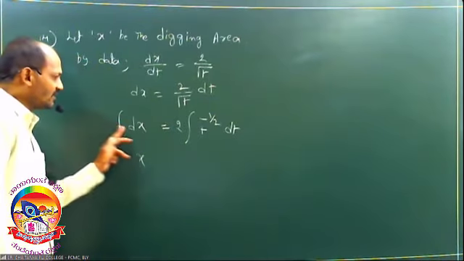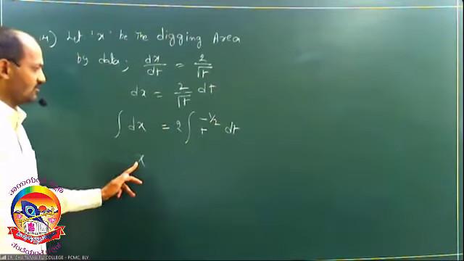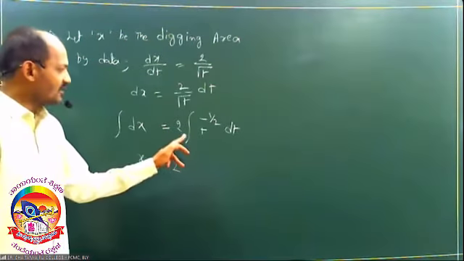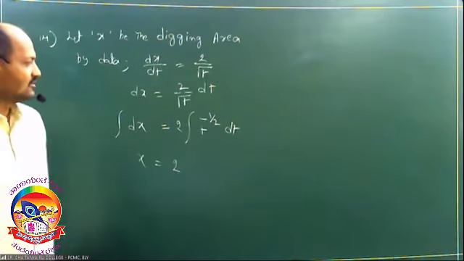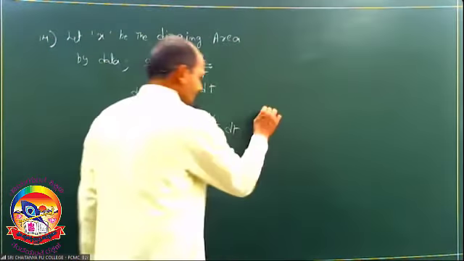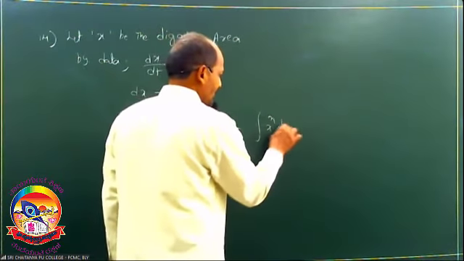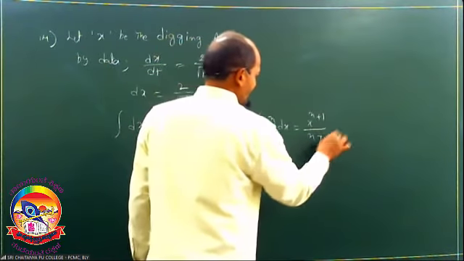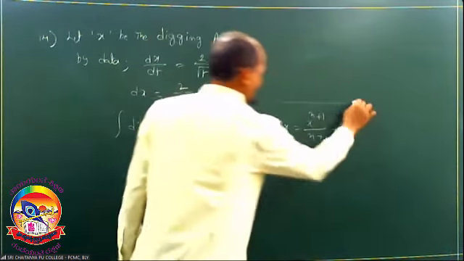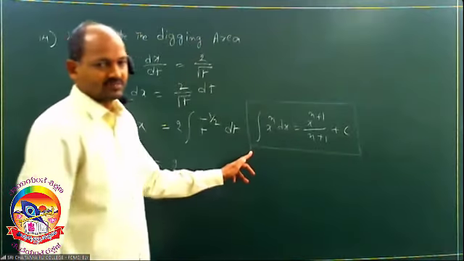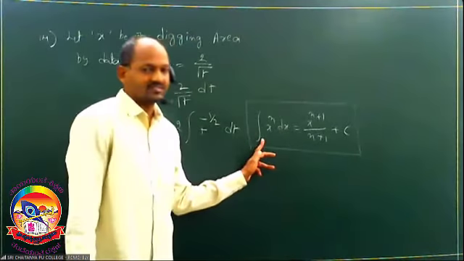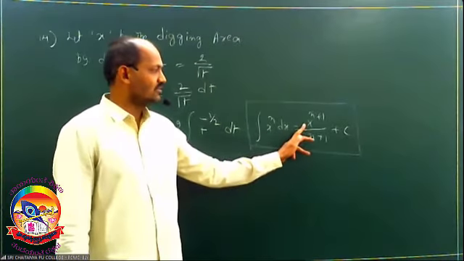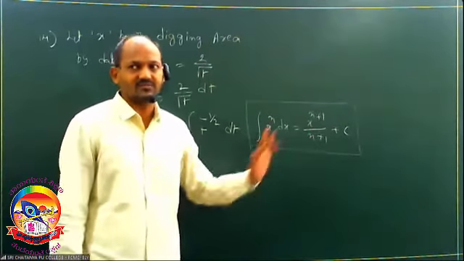So integral of dx is equal to x. Next, integral of x power n. We have one formula, that is integral of x power n dx is equal to x power n plus 1 divided by n plus 1 plus c. It is the antiderivative of x power n.